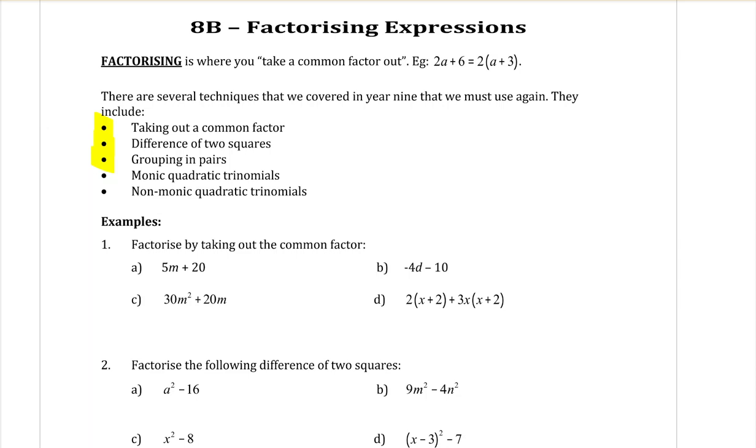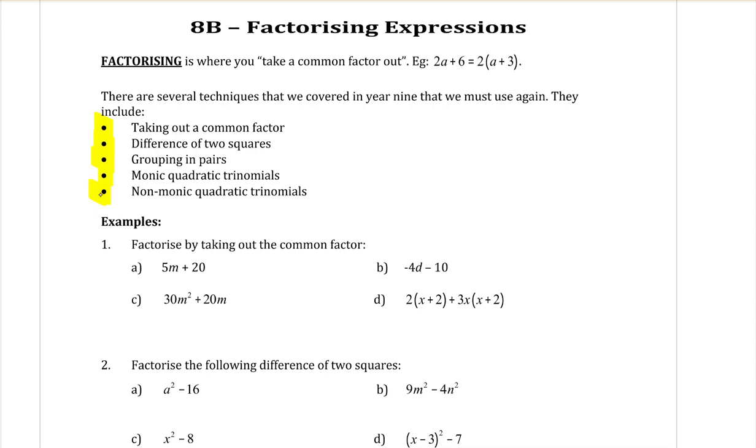So you have the monic trinomials. Do you remember what monic means? It means 1. So it means the coefficient of the x squared is a 1. Whereas the non-monic quadratics or trinomials are the ones that have a number in front of your x squared. Okay, so but those ones will be coming up, not today. We're sticking with the first 3 types today.